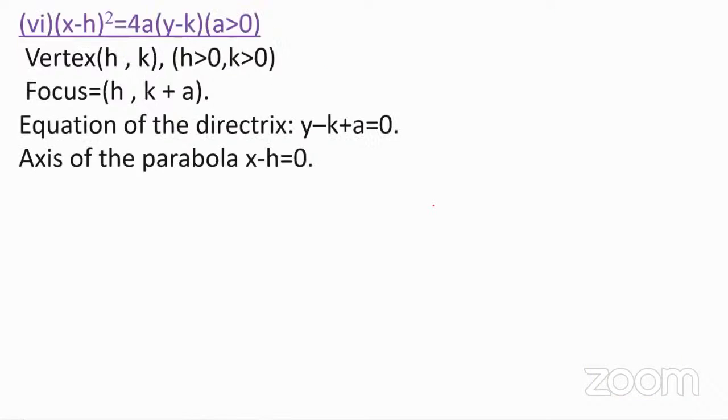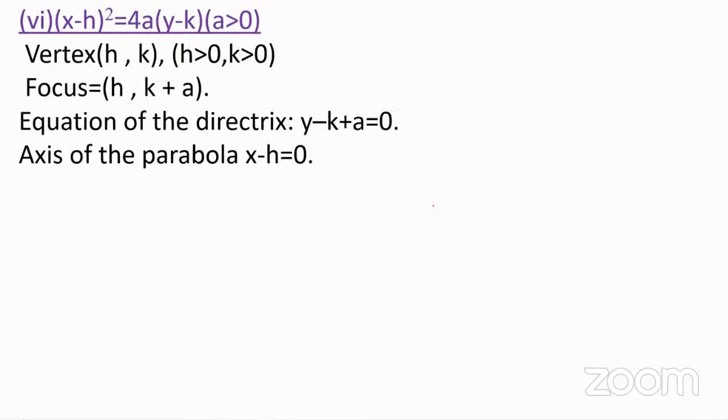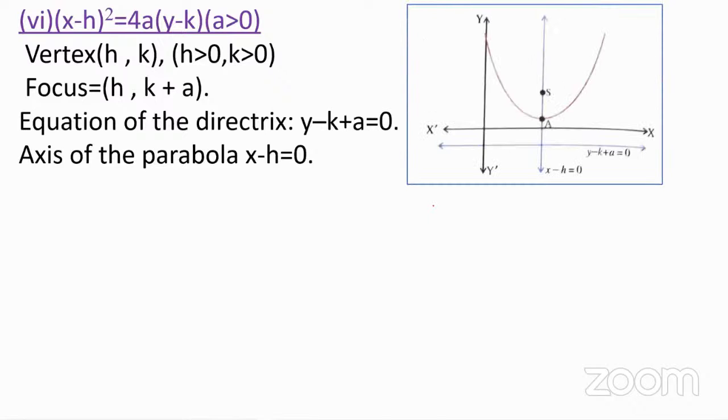Next, taking it with respect to the y-axis, we get (x minus h) whole square equal to 4a of (y minus k), where a is greater than 0. Then (h, k) is the vertex, with h greater than 0 and k greater than 0. The focus is (h, k plus a). In the previous case, the focus was h plus a, k, because it lies in the first quadrant with respect to the x-axis. Now I'm taking it with respect to the y-axis, and I get (h, k plus a).